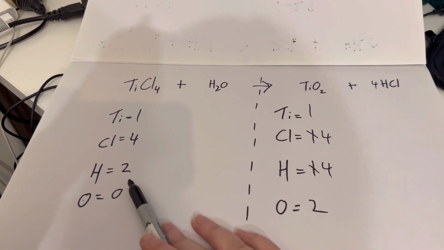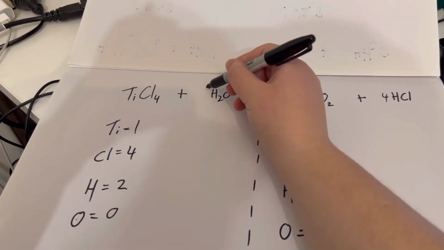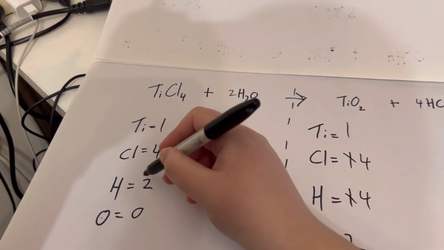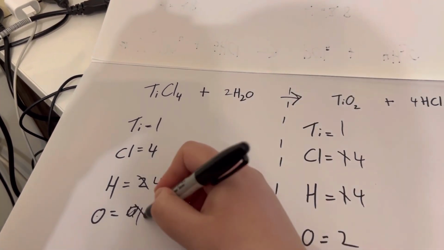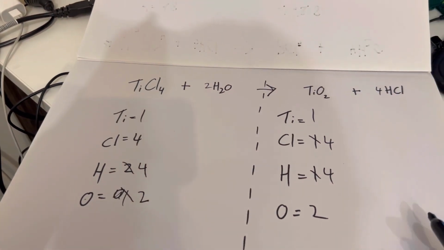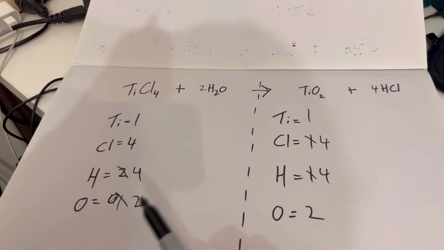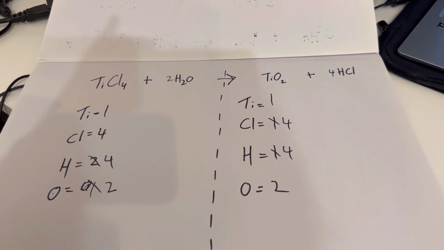Hydrogen on this side is 2. This side is 4. We have the 2 here. So to get 4, we times it by 2. So now that becomes 4. Oops, do 1. And now that becomes 2. Okay, check. 1, 1, 4, 4, 4, 4, 2, 2. It's balanced and we are done.